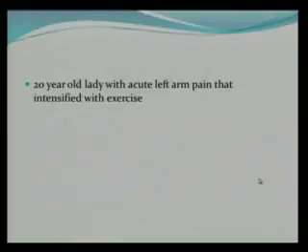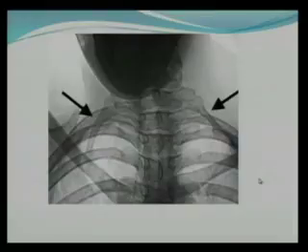This is a 20-year-old lady with acute left arm pain that is intensified with exercise. So there's a young girl, again, she's got left arm pain, this is unilateral, and she is giving you the history that it intensifies with exercise. Remember that many of these patients can be painters. They'll say that normally my arm is okay, but when I lift up my arm to paint, I really can't paint for a long time. That's the kind of history that you might get.